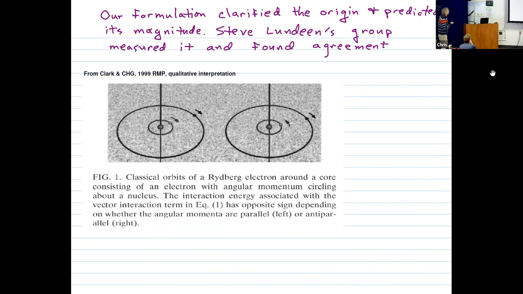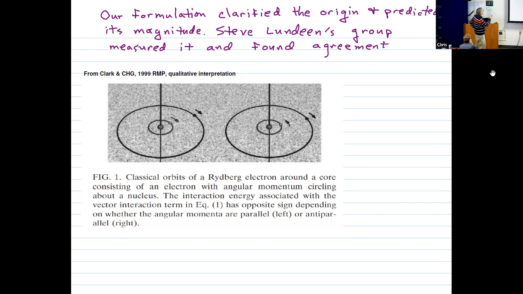This is a diagram we had in our Review of Modern Physics article trying to give a qualitative interpretation. Basically, if you have a term that looks like the dot product of the two angular momenta, then if you imagine orbiting electrons, you could imagine this is a term that'll have an opposite sign depending on whether the electrons are going in the same direction. Basically, this is one way to understand roughly why there should be such a term. Right? In this case where they're orbiting in opposite directions, they have a lot less time close to each other and have a strong attraction.